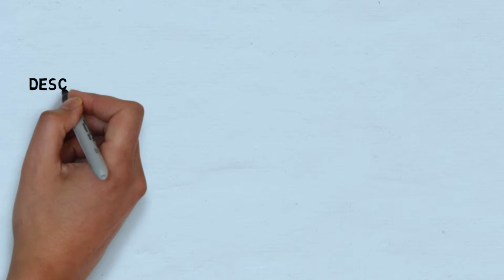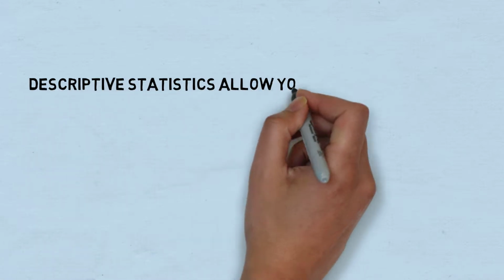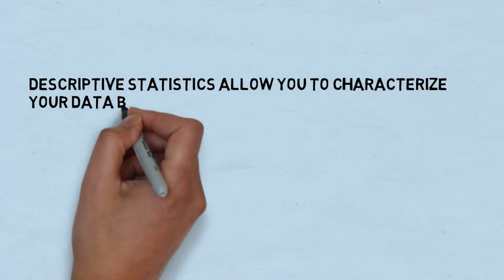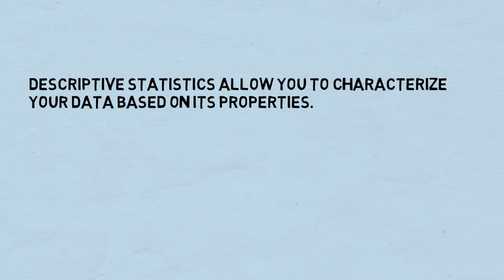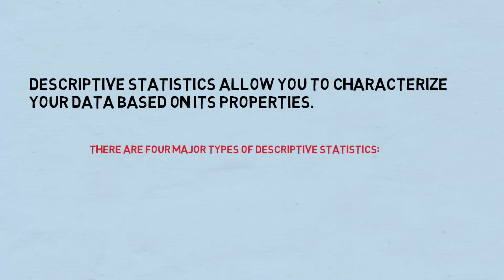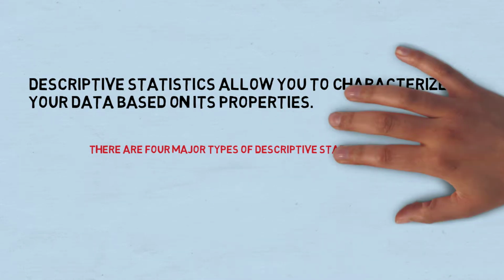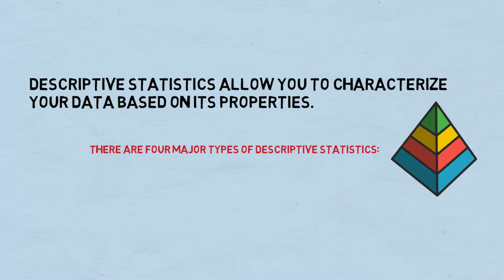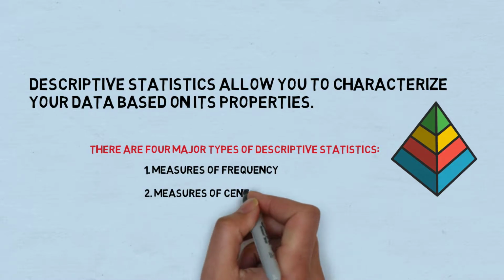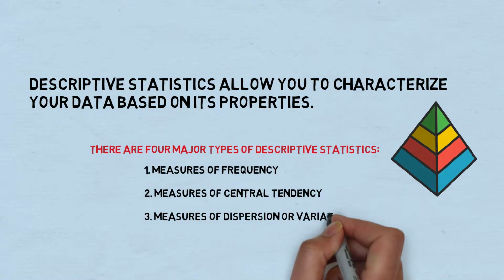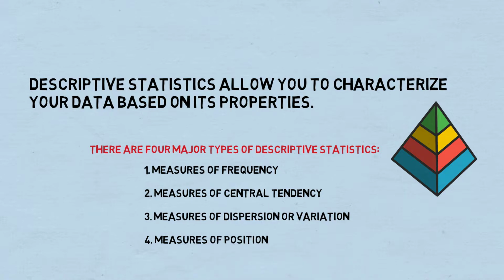Okay, now let's see the definition. Descriptive statistics allows you to characterize your data based on its property, and there are mainly four types in it. 1. Measure of frequency. 2. Measure of central tendency. 3. Measure of dispersion or variation, and lastly, measure of position. Let's see one by one.